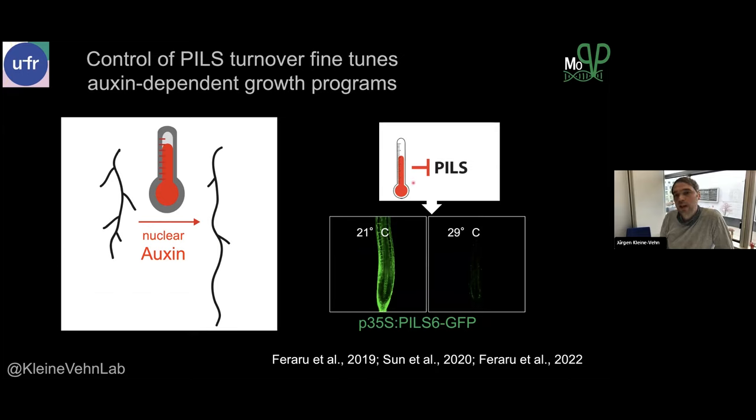So she showed that at high temperature, there is actually a repression of the so-called PILS proteins, what you can see here. So she used a promoter element that is constitutively expressing this PILS-GFP fusion. And under normal temperature, you see it actually glowing. But once you shift it to 29, within hours, the protein would actually disappear. So there's a post-translational regulation that depends on the temperature.